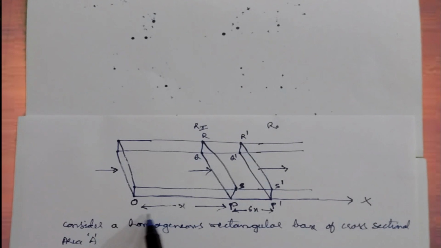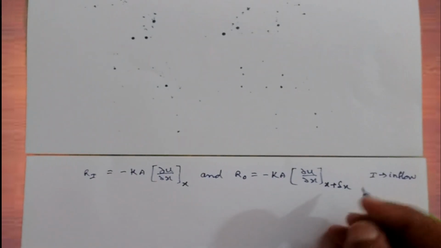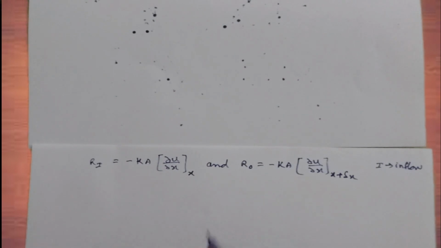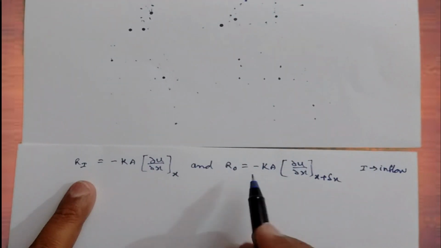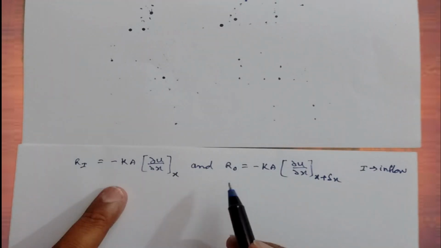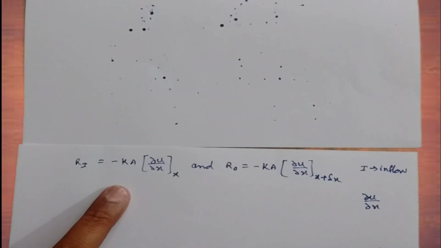The total distance is, this is X and this is delta X. The total distance is X plus delta X. So this negative sign which we have taken over here, the rate of inflow as well as rate of outflow, and because this dou U by dou X which we have, this dou U by dou X is the rate of change of temperature with respect to the distance.